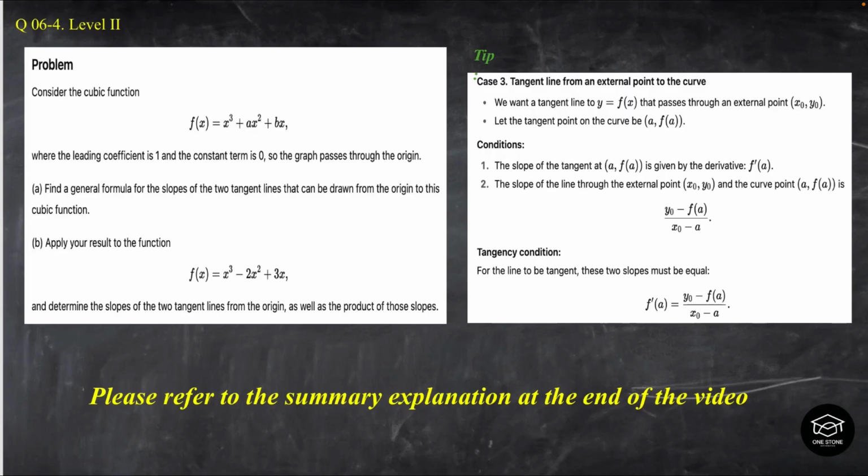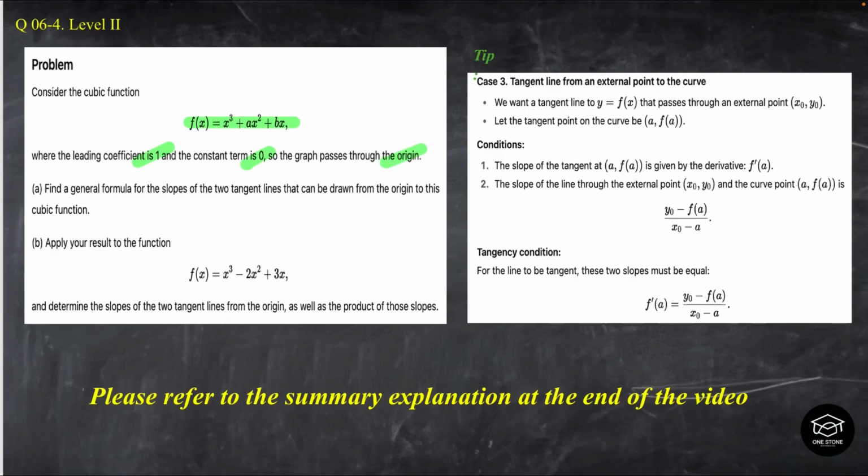Today, we are going to look at a classic tangent line problem involving a cubic function that passes through the origin. Suppose we have a cubic function of the form f of x equals x cubed plus a times x squared plus b times x. Here, the leading coefficient is 1, and the constant term is 0, so the graph passes through the origin.